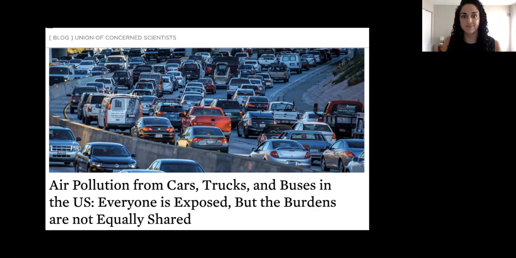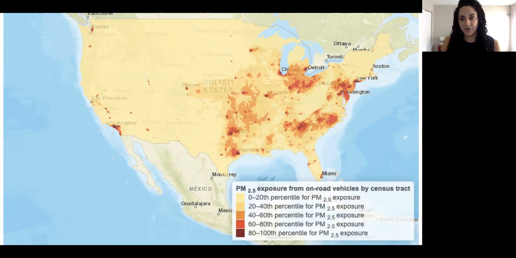On our website, we have an interactive map that you can look at and actually zoom in and look at data for every census tract in the country. The darker red spots are high exposure areas, and I encourage you to check out this map when you have time. I'll make sure to send the direct link out or put it in the chat at the end. So let's zoom in a little bit and look more closely at one region of the country.